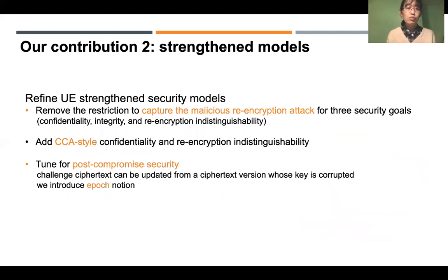Our second contribution is formalizing the strengthened security models. First, we remove the restriction to capture the malicious re-encryption attack for three security goals, including confidentiality, integrity, and the re-encryption indistinguishability. As our first contribution shows, CCA security is still needed for UE, so we also define the CCA-style confidentiality and the re-encryption indistinguishability models. The previous work has pointed out that the existing UE models are not clear to capture the most compromised security. So we introduced the epoch notion to make it clear.